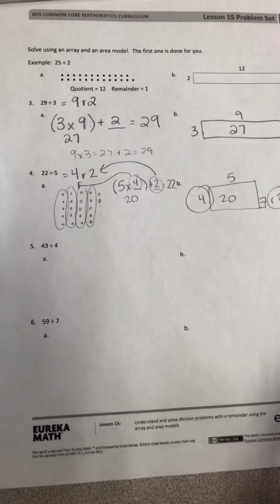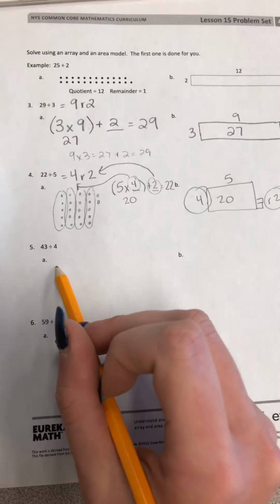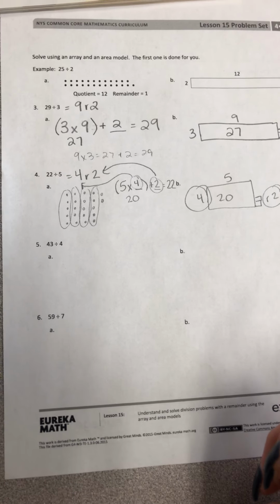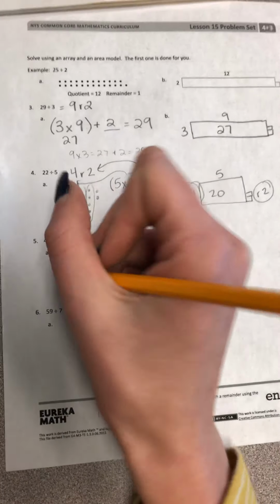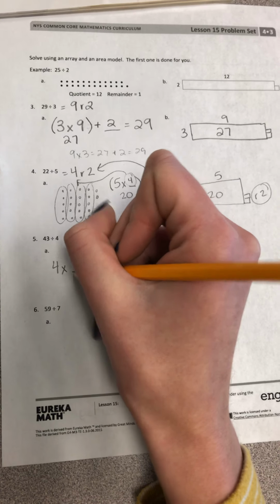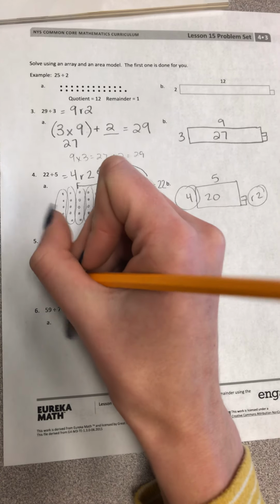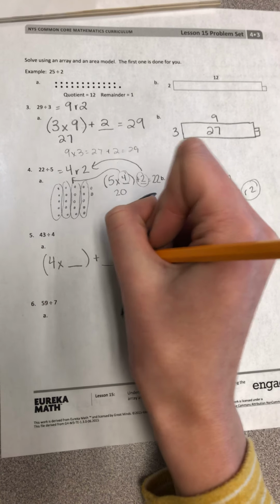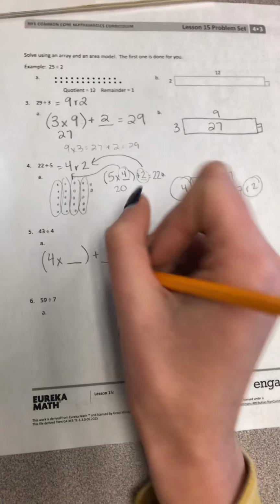So another example, 43 divided by 4. I could draw out 1, 2, 3, 4, count all the way up to 43. I'm not going to do that. I know I can think 4 times blank. That's going to be my quotient. We're going to put this in parentheses to remind us we multiply first, plus blank equals 43. And that's going to be my remainder.